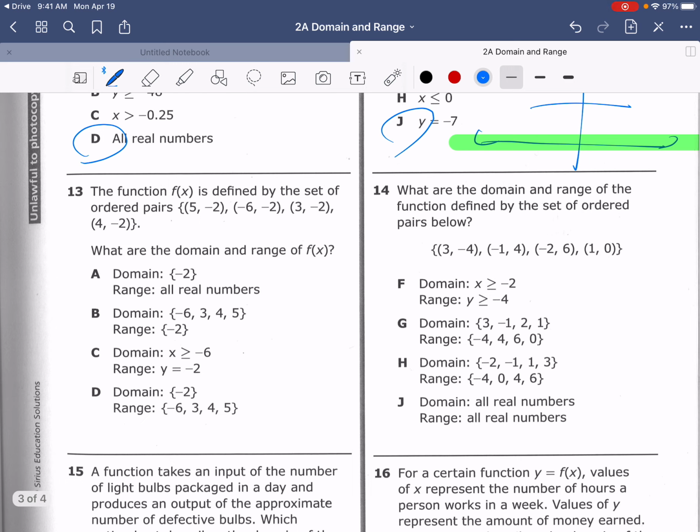Here, we have this ordered pair. What's the domain of the function? Ordered pair, you just circle the domain, x values, right? And if you align it with the range, we only have -2, right? So it's going to be this.